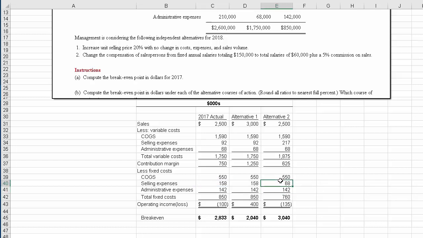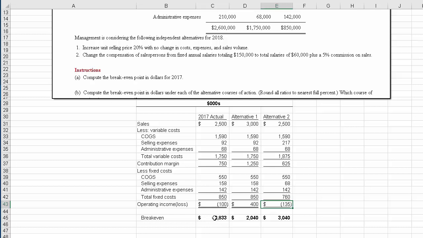Now, the only other change in this second alternative is that selling expense now has a new component. So we have the existing 92,000 of selling expense, but now we've got to take the sales value and increase it by 5% to pay those salespeople a commission. So when I do that, 92 jumps up to 217, and we're still operating at a loss. In fact, the loss is even worse. Okay, now let's move on to the break-even.